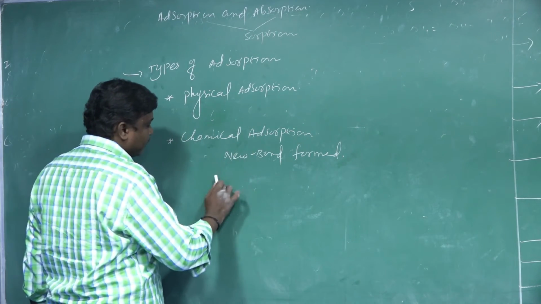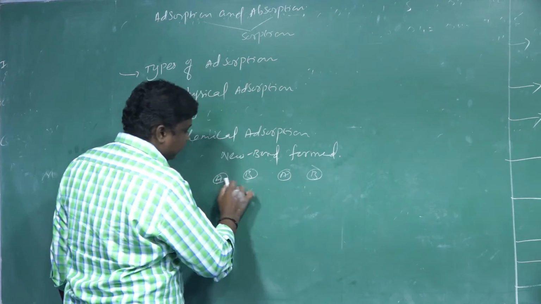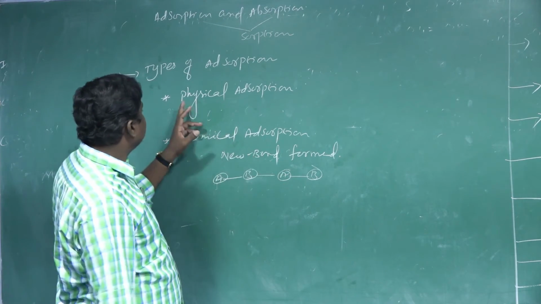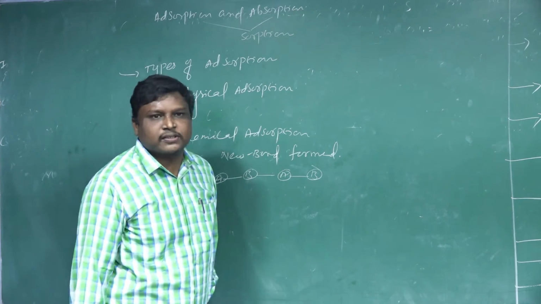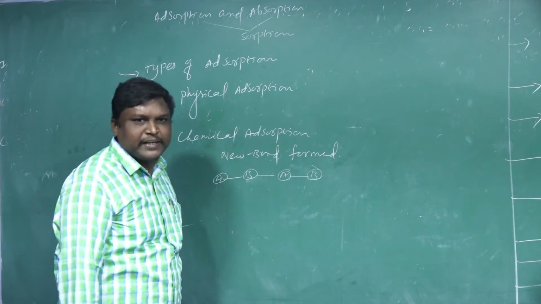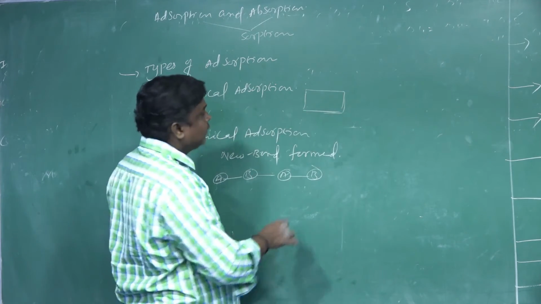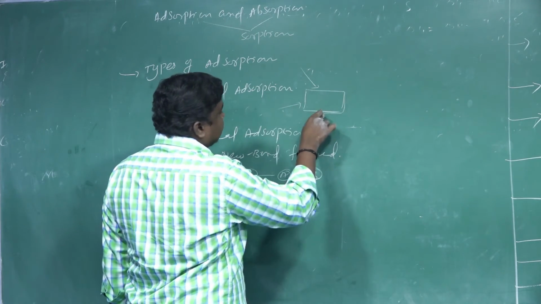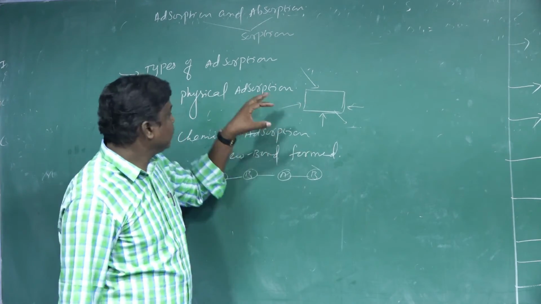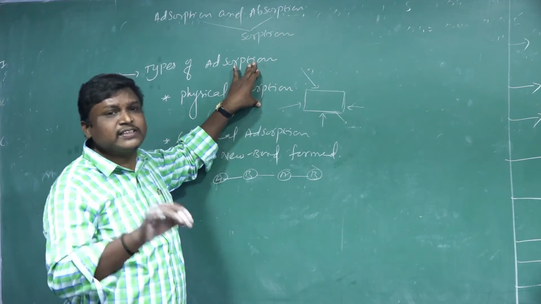For example, A and B, again A and B, it's a new chemical bond. Physical adsorption, weak van der Waals forces. Example, melting of ice. That is an ice particle. Ice at room temperature absorbs heat and changes into water. So physical adsorption is weak van der Waals forces, or physisorption.